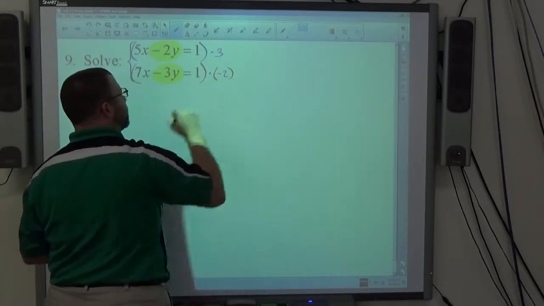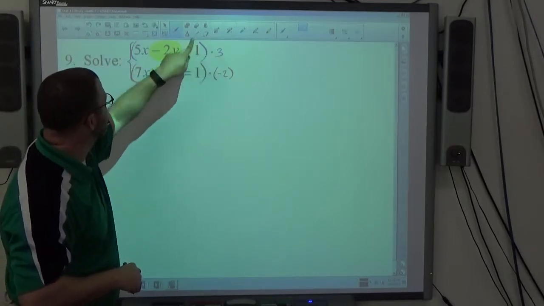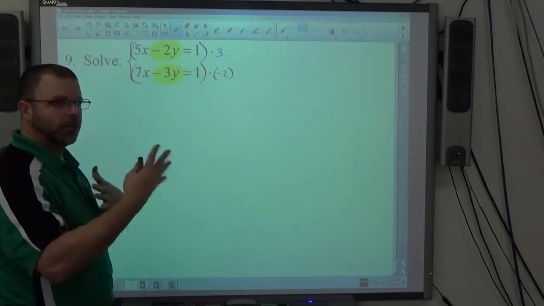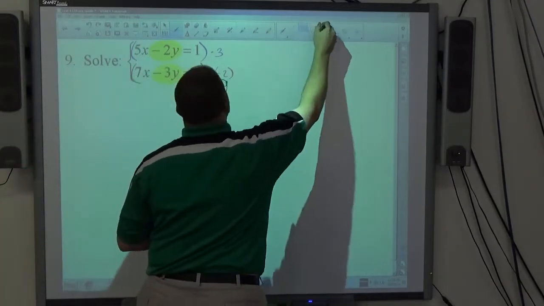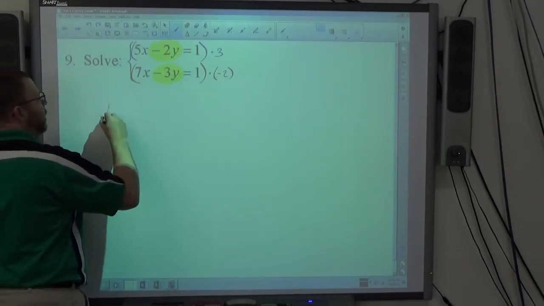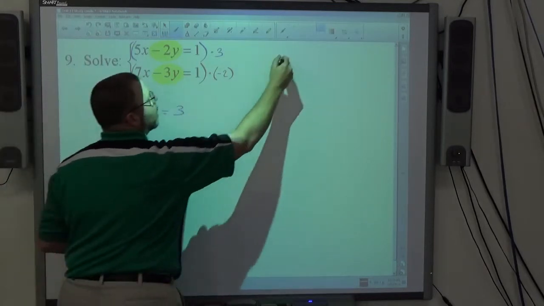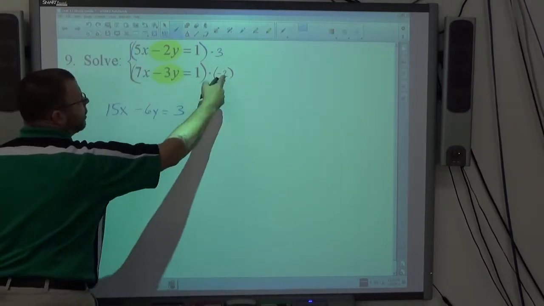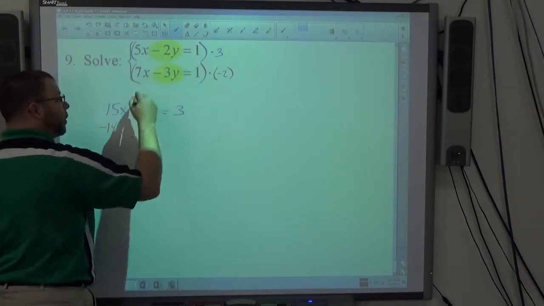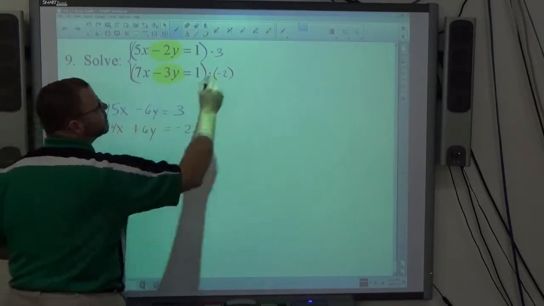Okay, so just looking at the y issue here, 3 times negative 2y is negative 6y. Negative 2 and negative 3y is positive 6y. So that opposite sign term is going to happen there. And if I just multiply 3 through the top, I'm going to get 15x minus 6y is equal to 3. Multiply negative 2 through the bottom. Negative 2 times 7x is negative 14x. Negative 2 and negative 3y is positive 6y. And negative 2 and 1 is negative 2.